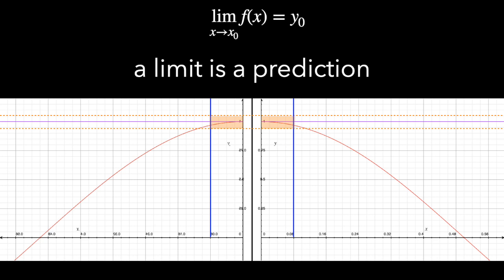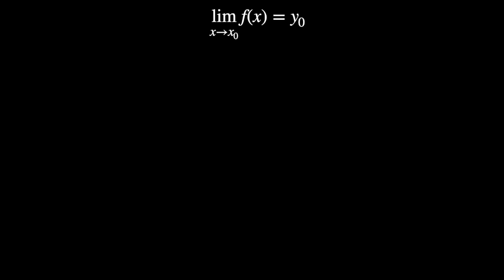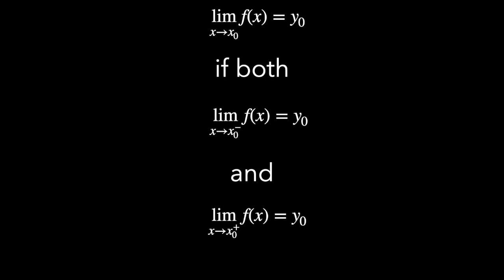A limit has nothing to do with the actual value of f of x. A limit is a prediction. A limit says, well, what do we think f of x sub 0 is? The limit as x goes to x sub 0 of f of x is y sub 0 if both the limit from the left and the limit from the right exist and they both are equal.